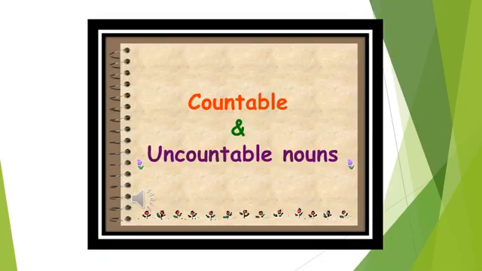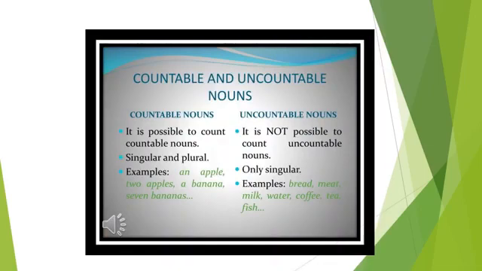Another concept is countable and uncountable nouns. This is a part of your textbook and your syllabus as well. You are very familiar with the terminology countable nouns. It means those nouns which can be counted. For example, they can be singular and plural as well: an apple, an orange, and lots of oranges. If we talk about uncountable nouns, it is obvious from the title that they cannot be counted, and they are mostly singular. For example, sky, we cannot count it. Other examples are bread, meat, milk, water, coffee, etc., which cannot be counted.